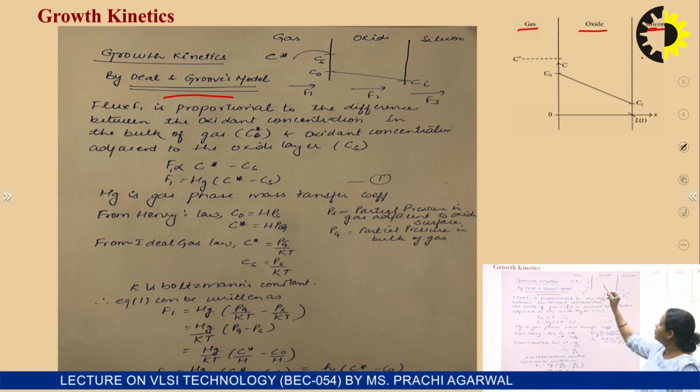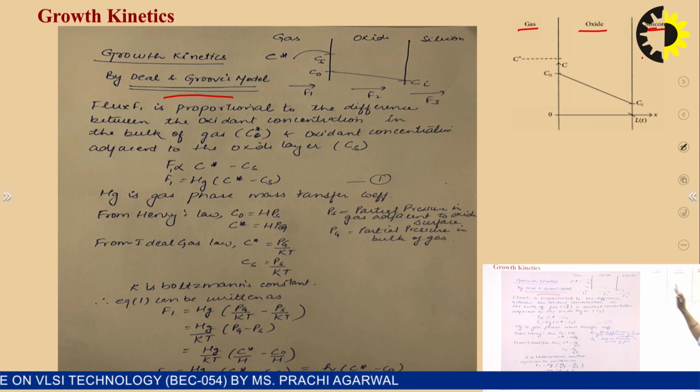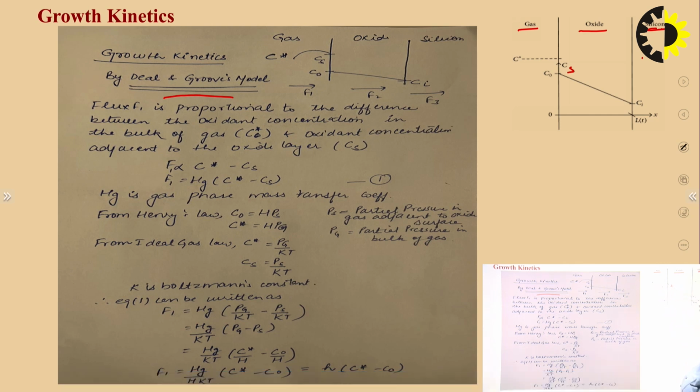So these are basically your three interfaces. This is represented by C asterisk, this by CS, then C0, Ci and H. Here the flux is F1, here the flux is F2, and this is F3. Flux means whatever concentration of an element you are taking from one area to another area, that is creating some kind of flux.